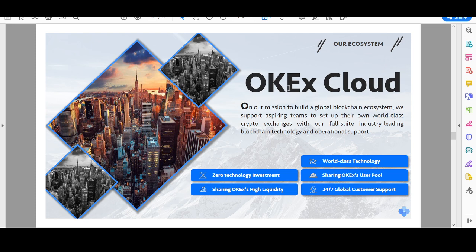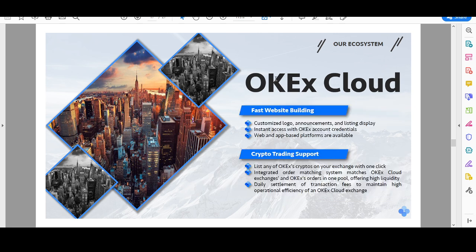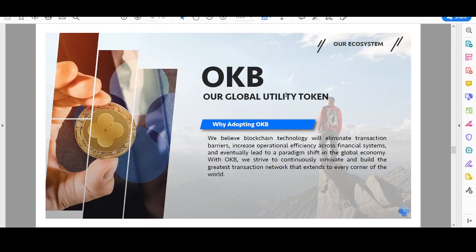So OKex Cloud, I won't touch too much on it, but their ecosystem is very good. Like I said, I talked about the crypto trading support. I'll touch on their fees as well. It's a good website. Global utility coins.